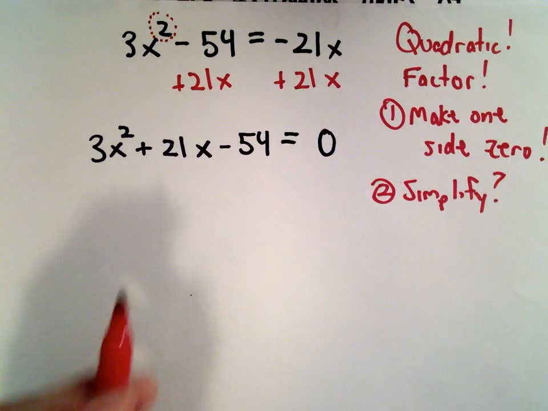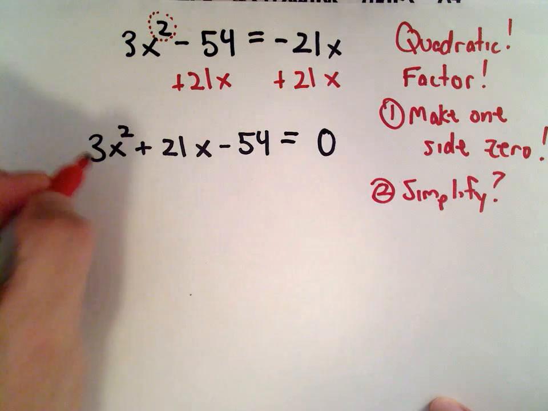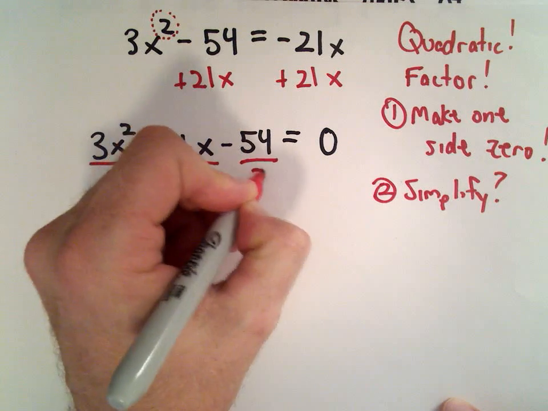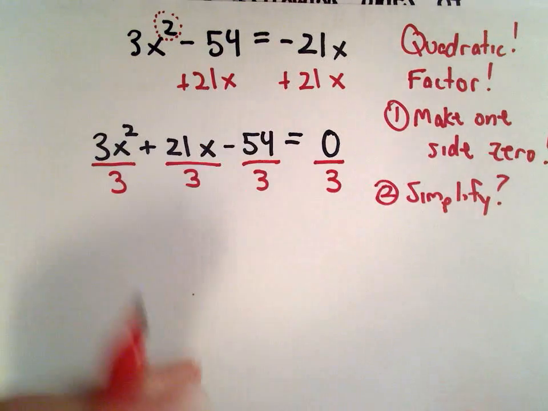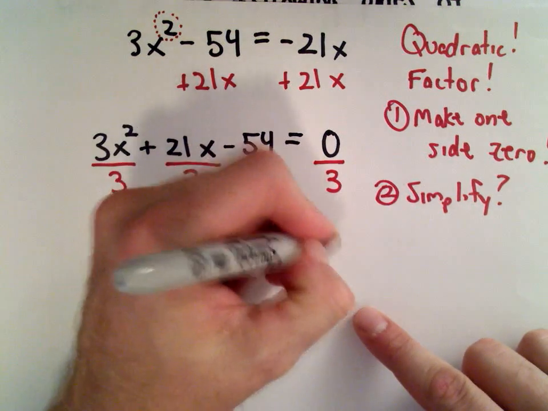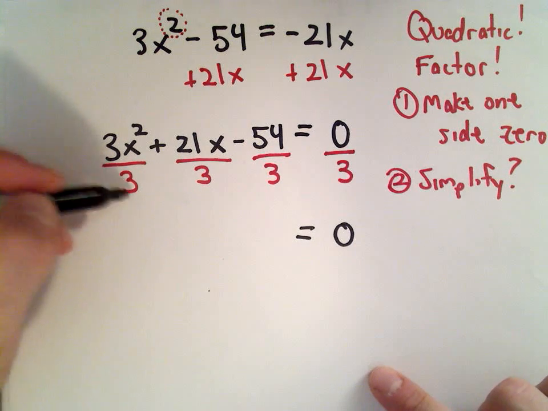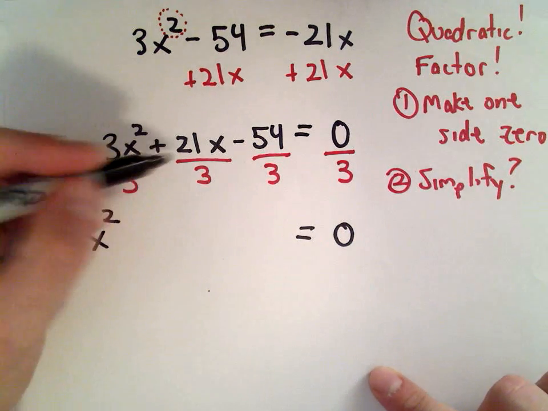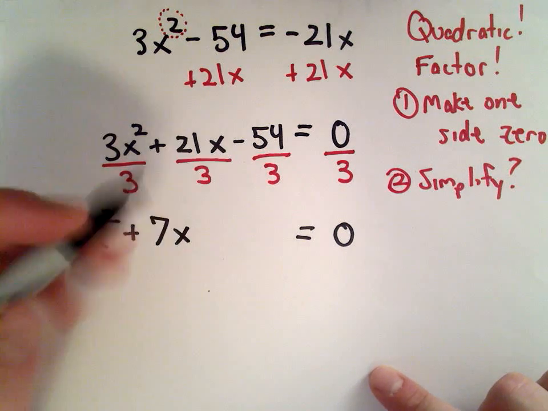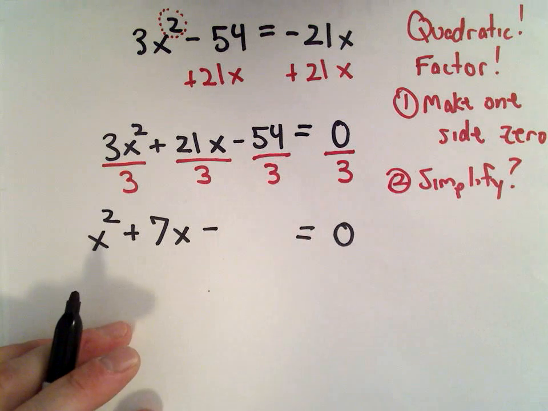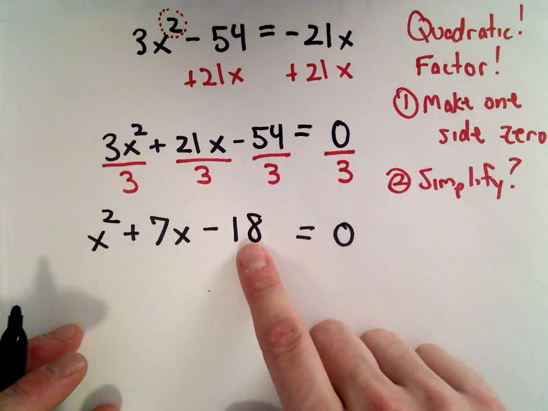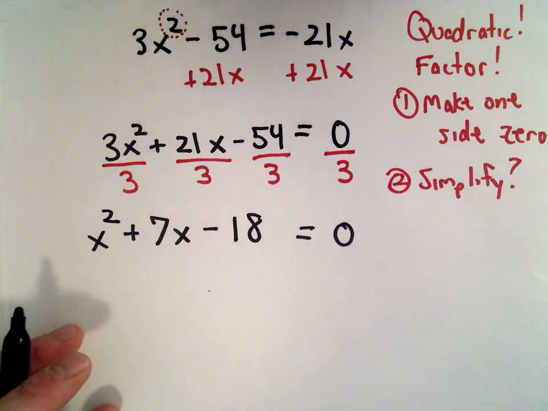So what I'm going to do is divide the left side by 3. When I divide the left side by 3, every term gets divided by 3. I also have to divide the right side by 3, but it's already equal to 0, so 0 divided by 3 is still going to be equal to 0. So 3 over 3 is just going to leave me with x squared. Positive 21 divided by positive 3 is positive 7x. A negative over a positive is a negative. 54 divided by 3 is 18.